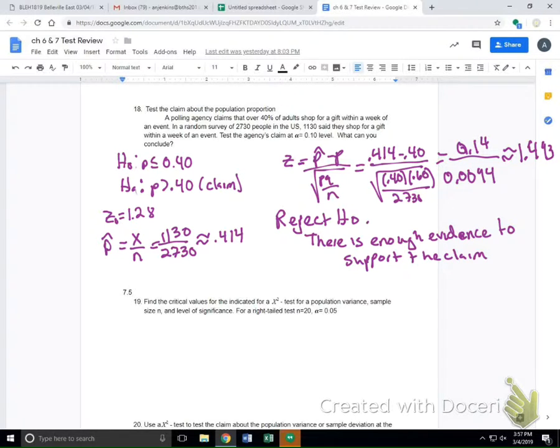Okay, we are now on to number 19, which we should have enough space to do on here. Number 19 doesn't really require much. So this is to find the critical values indicated for the chi-squared test for the population variance, sample size n, and the level of significance. So this is a right-tailed test. Remember, the area to the right is what this table reads. You have an n of 20 and an alpha of 0.05. And we go look in the back of the book, you're going to run into your value of 30.144.